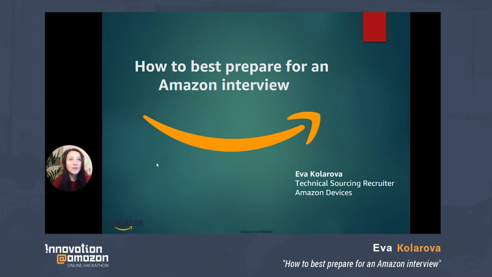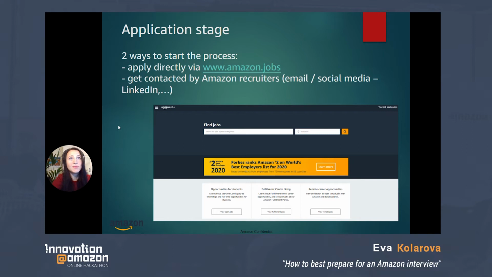All right, moving on to the first stage, which is the application stage. There are generally two ways to get your application through to us. You can apply directly using Amazon.jobs and just submit your application. You can filter out locations and any other things that you're interested in.